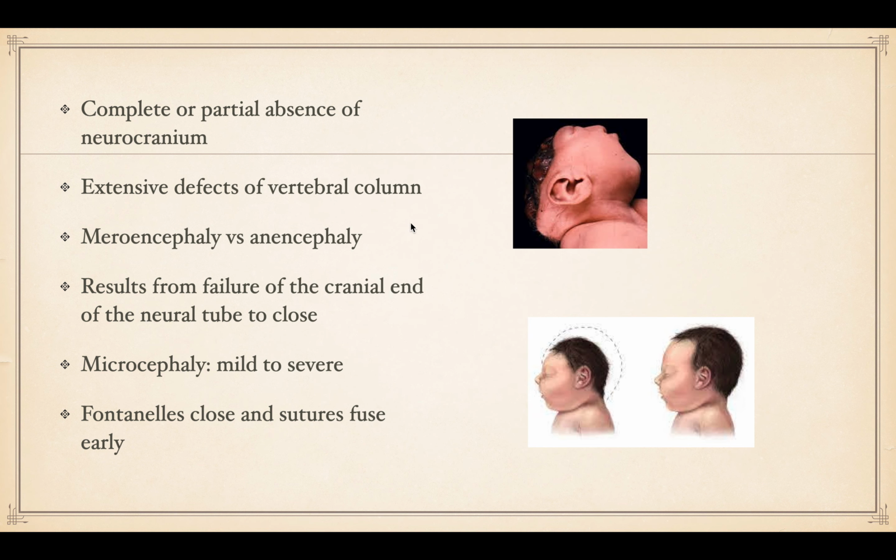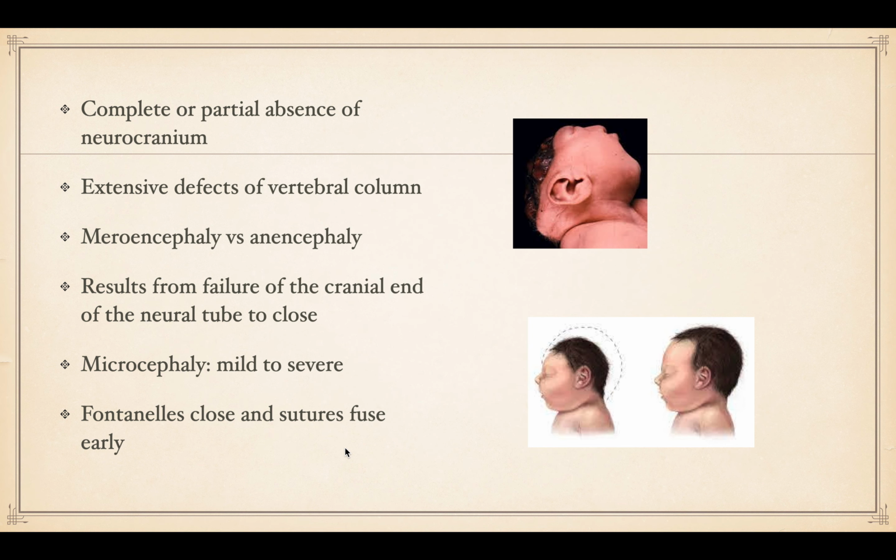Meroencephaly is the partial absence of the forebrain, while anencephaly is the complete absence. This is anencephaly right here, and it results from the failure of the cranial end of the neural tube to close. Microcephaly means that the brain is too small. It can be mild or severe, and it is caused by early fontanelle closure and suture fusion.